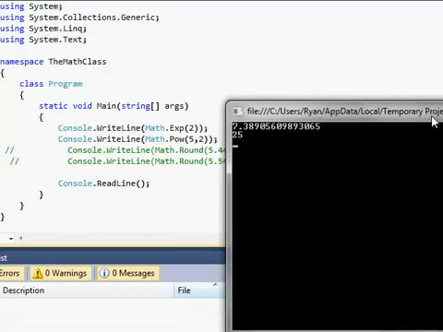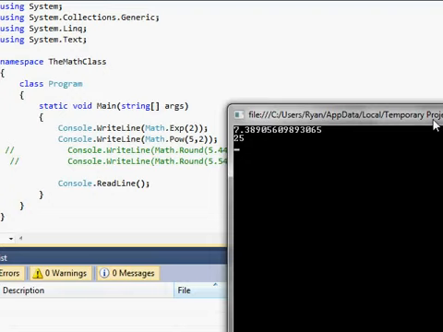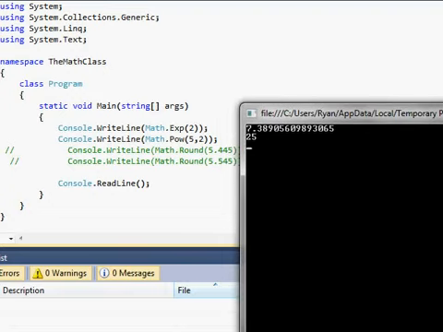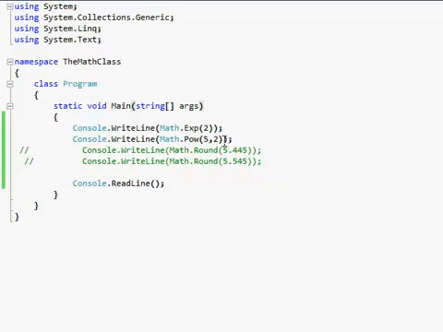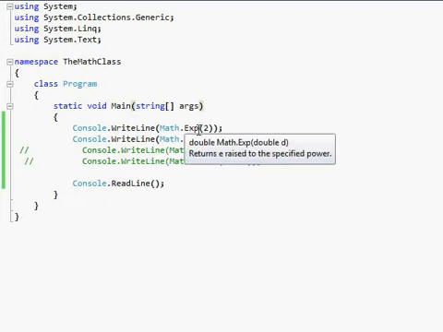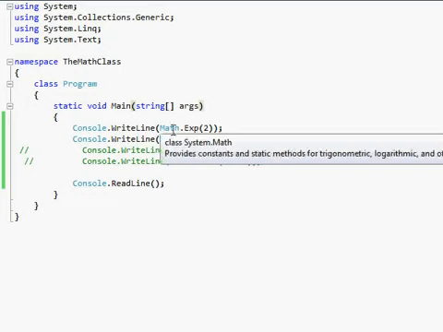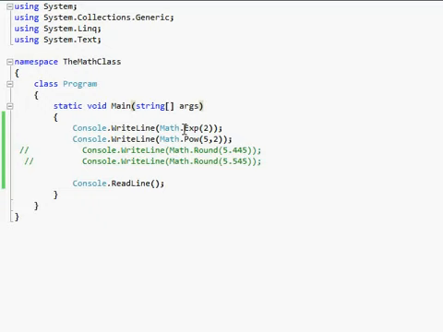Oh, I missed one. Whoops. E to the power of 2, Euler's number to the power of 2, is that, I guess. And then 5 to the power of 2 is 25. So those are self-explanatory. I wasn't really sure about the difference between exponent and power, but it says right here, returns E, which is Euler's number, raised to the specified power. So that's what that does.